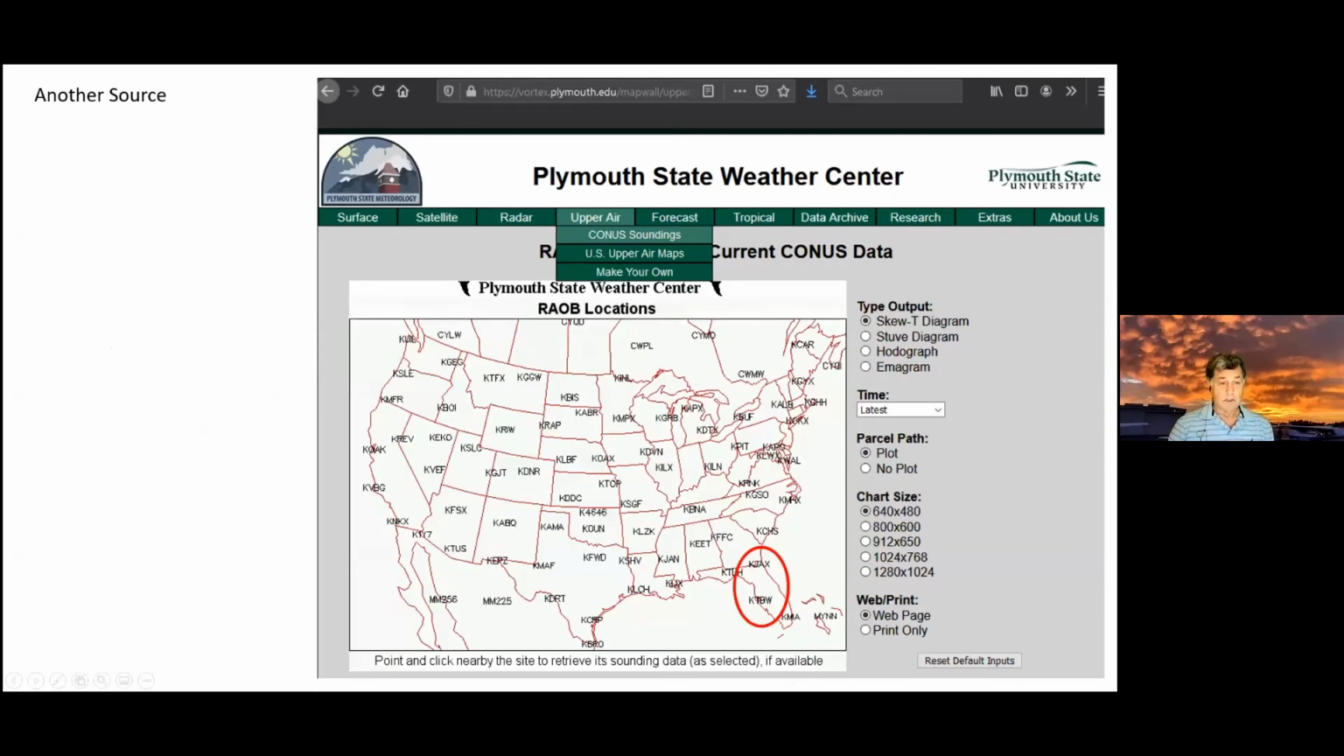All right, here's another source. This is a university, Plymouth State Weather Center, and you can Google this if you want. You can look it up. You go to upper air and then CONUS soundings, because all this data that these weather balloons collect are called soundings. That's what we call the data. And I tell it I want a SkewT diagram, and then I can pick various locations out here. These locations are where they let loose weather balloons. These are the 90 locations we talked about.